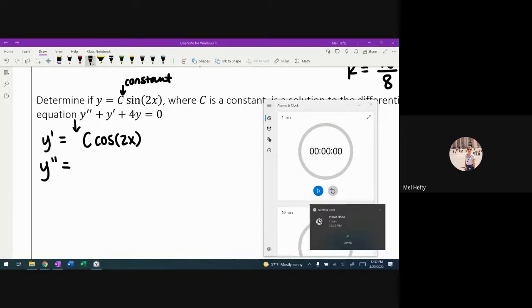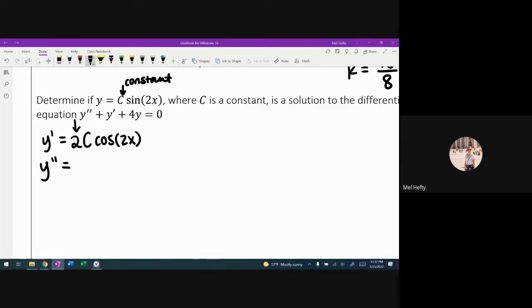All right, what's missing where my arrow is? A 2. Where's the 2 coming from? The chain rule. All right, for your second derivative, was it negative? Wow, what number am I missing? 4 coming from 2 times the 2. Ooh, that x is ugly. Hold on.